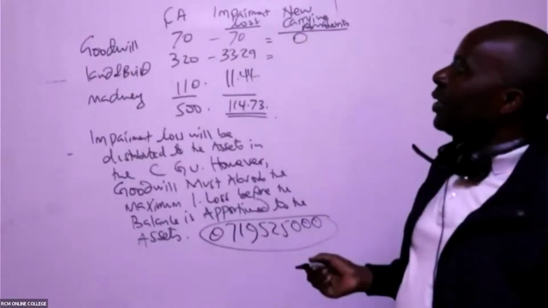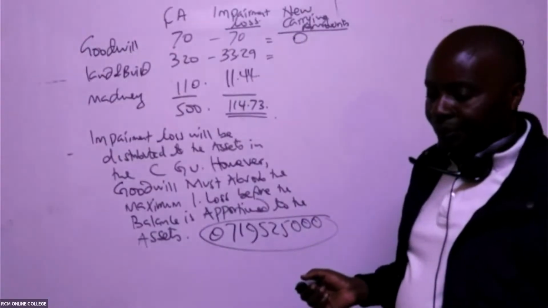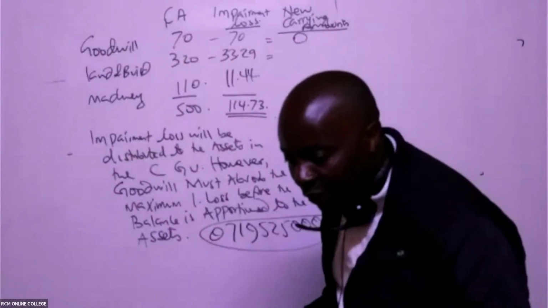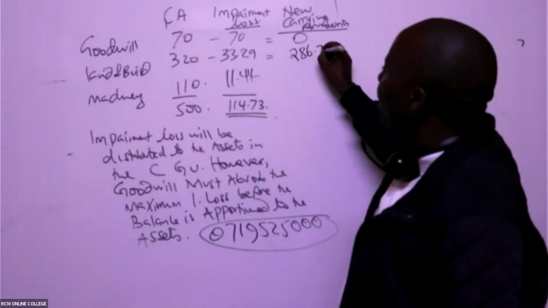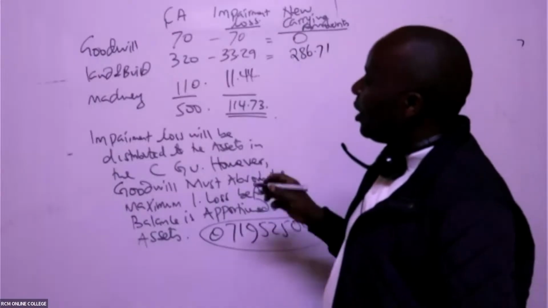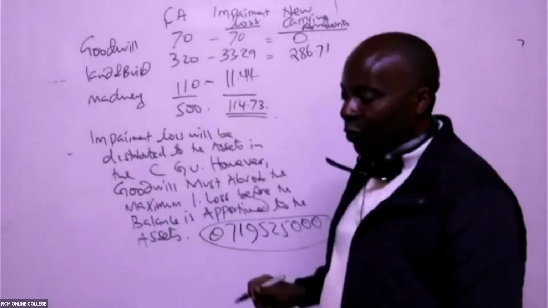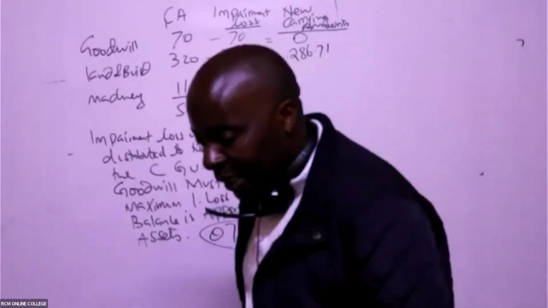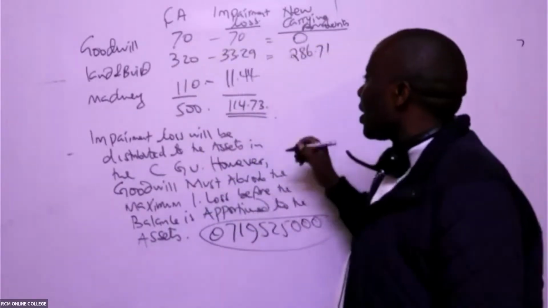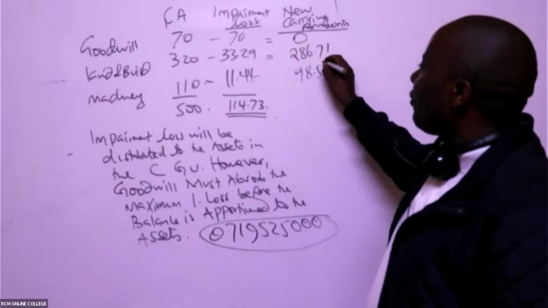What is the net? Somebody here, land and buildings. What do we have here? 286.71. And then machinery, 110 minus 11.44, which gives us 98.56.